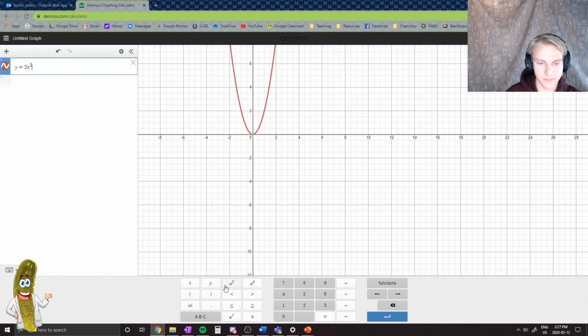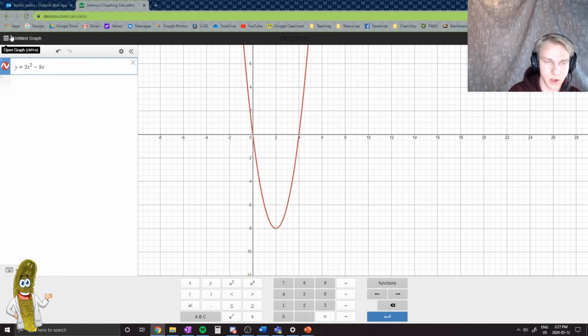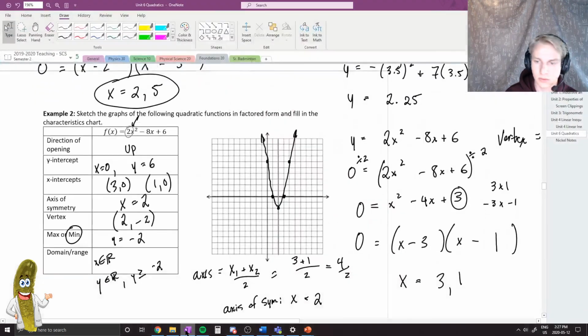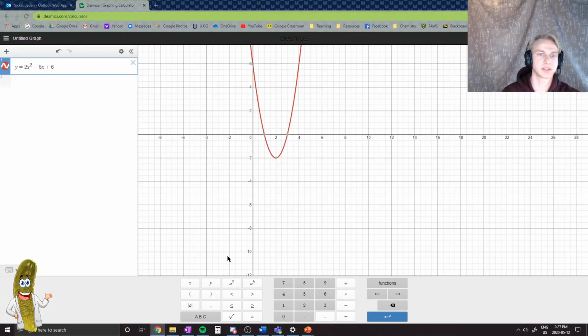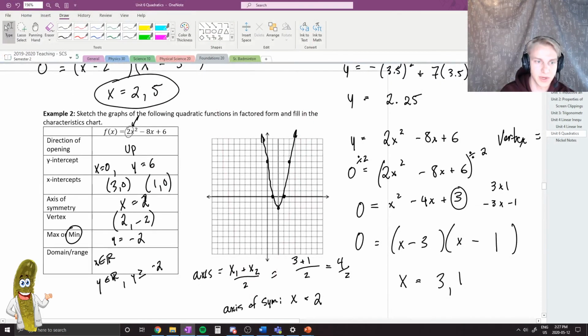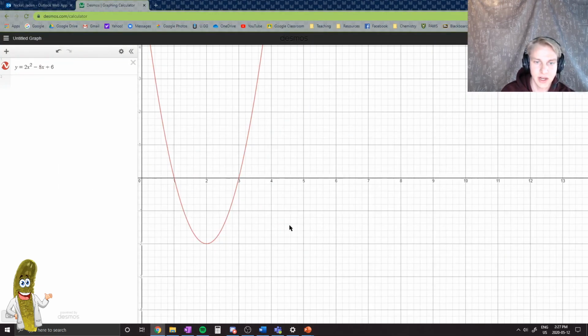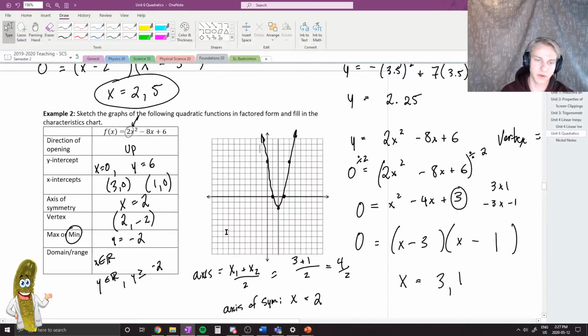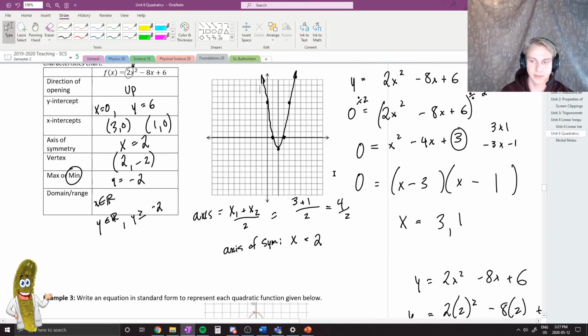2x squared minus 8x, I think it was plus 6. Plus 6, it was plus 6. Awesome. And you can see a graph that looks identical to ours. A y-intercept equal to 0 comma 6 there, like we had said. Y-intercept at 6. X-intercepts at 1 and 3. Something that starts down here for the vertex at 2 comma negative 2. So we can confirm that we have in fact drawn that one correctly.